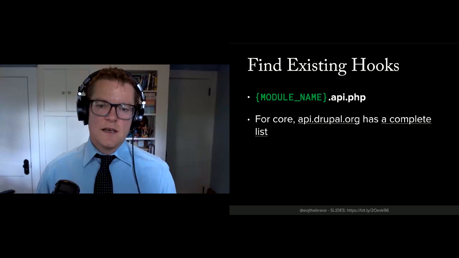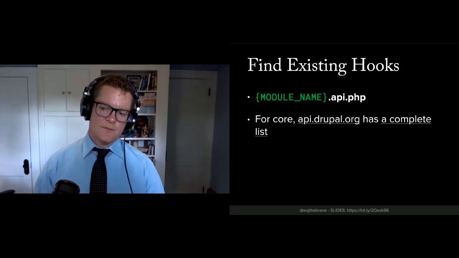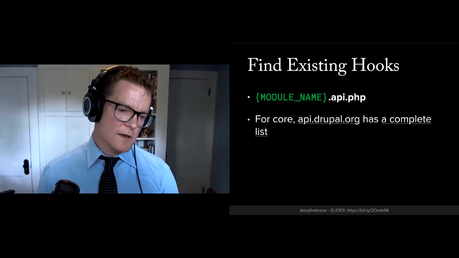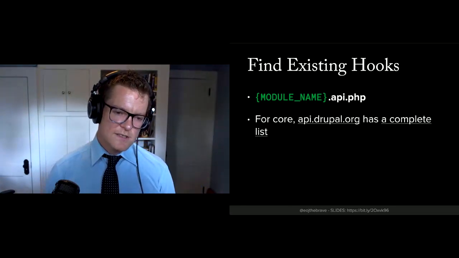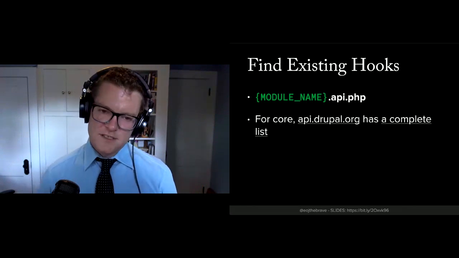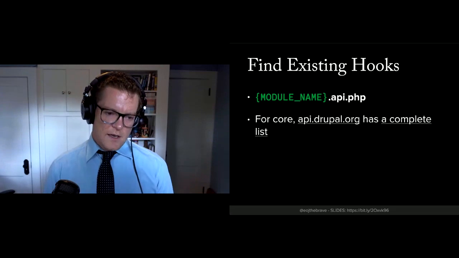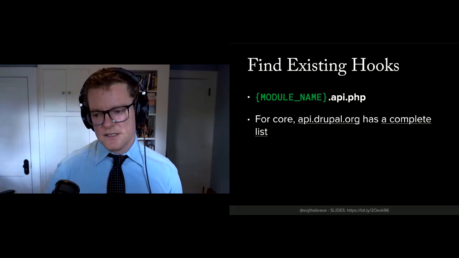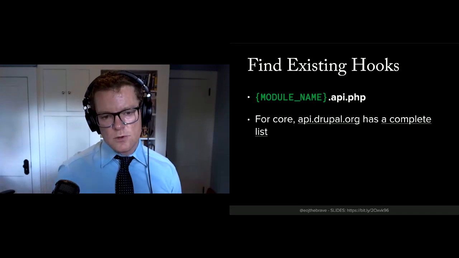The best way to find existing hooks that you can implement is looking in the root directory of a module for .api.php files. This is where the canonical documentation for hooks exists. This has been true since basically forever. And you can also go to api.drupal.org, and there's a complete list of all of the hooks implemented by Drupal core there.